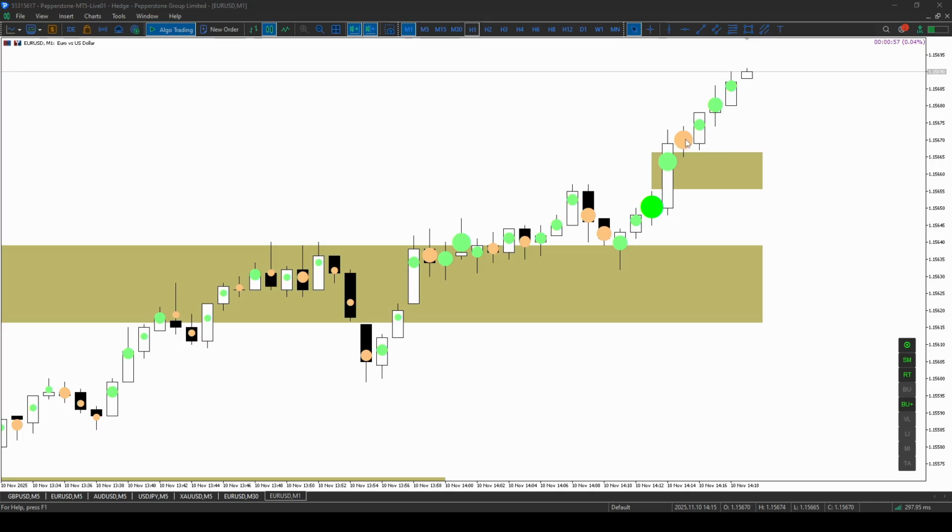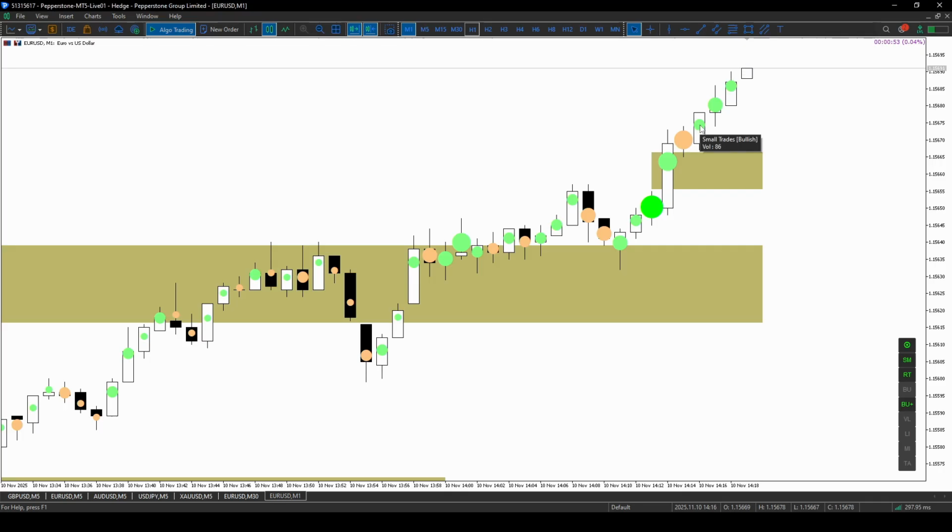So in here we can see that sellers failed, with small candles, small trades, medium trades. Here we can see that buyers step in and keep buying. Here we can see the small trades. So we always take a look at the specific key levels, not the center of the market where the price moves.